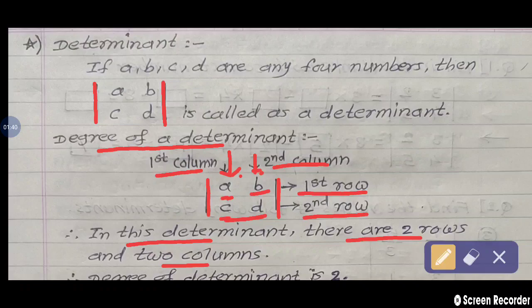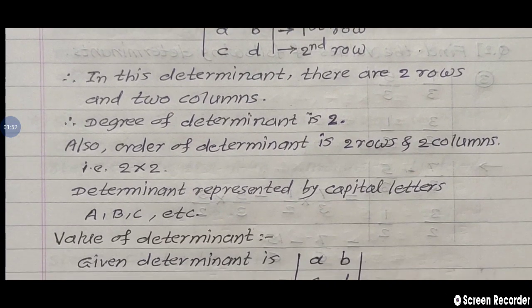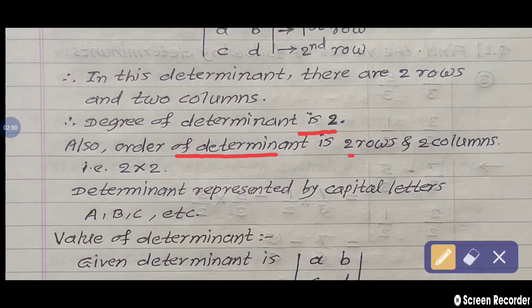In each column and each row, two numbers, also called elements, are present. That's why the degree of the given determinant is what? 2. Order of determinant, with two rows and two columns, is indicated as 2 by 2. Determinants are represented by capital letters such as A, B, C, etc.